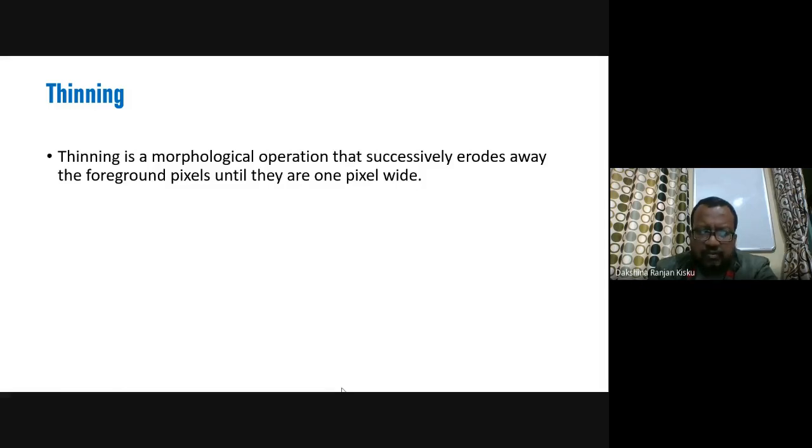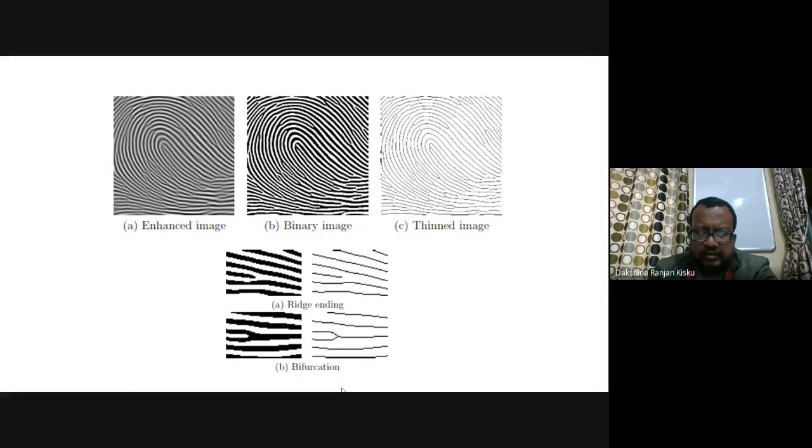So after the thinning operation, we will obtain a skeleton image, and this skeleton image is obtained after obtaining the binary image from the enhanced image. This enhanced image is obtained after Gabor filtering. After applying Gabor filtering, we obtain the enhanced image. This enhanced image is used as the input image to the binarization process. After the binarization process, we obtain the binary image. And after applying the thinning operation, we obtain the thin image from the binary image. Now we can see the ridge ending and ridge bifurcation very clearly in the thin image.